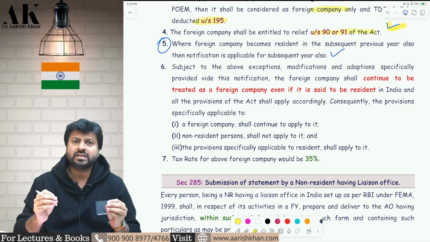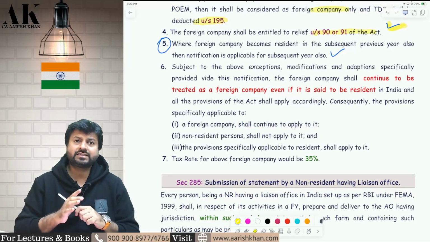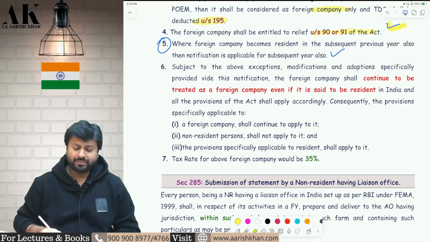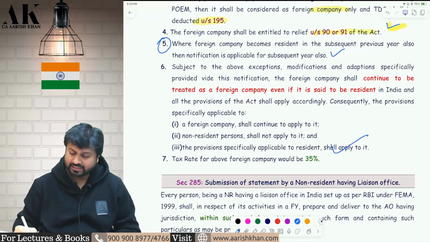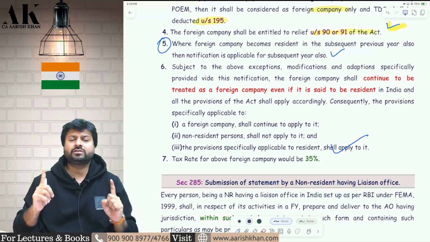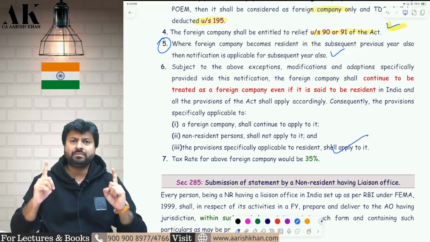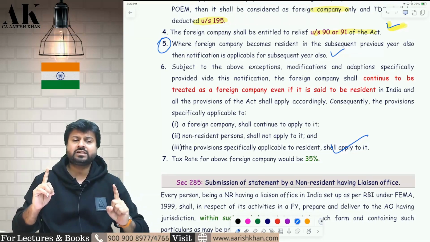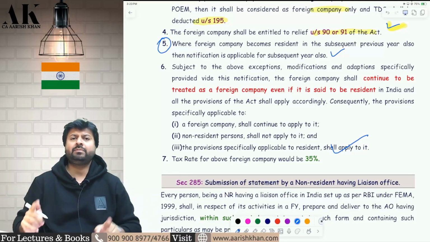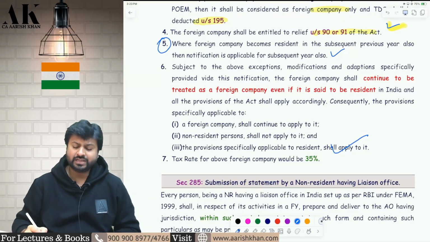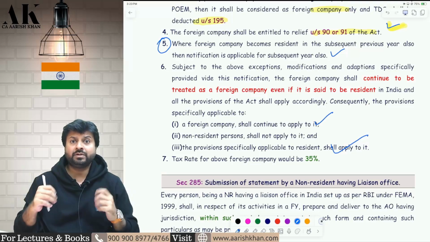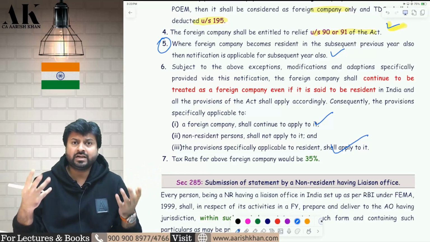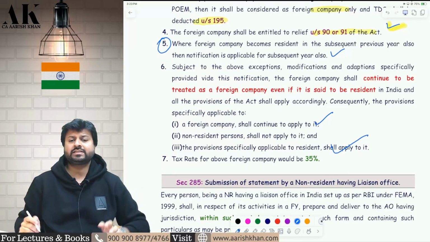Suppose in some provision it is specifically written that this section is only applicable to residents, will this company come under that? Obviously, this company is a resident. Therefore, in all the provisions under the income tax law where it is specifically written that it is applicable to residents, this company can enjoy that benefit. Similarly, if any section is specifically applicable to a foreign company, will this company enjoy that? Obviously, this company is also a foreign company. Nobody can deny that this is a foreign company. This is definitely incorporated outside India. It is a foreign company. Therefore, they can enjoy this section also.